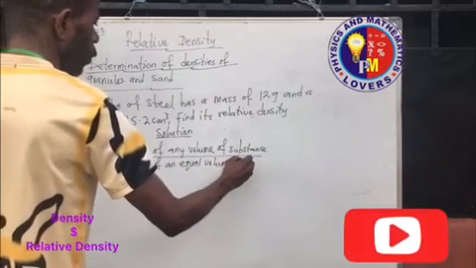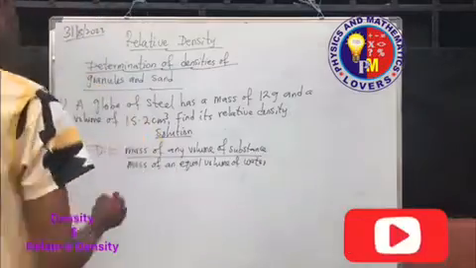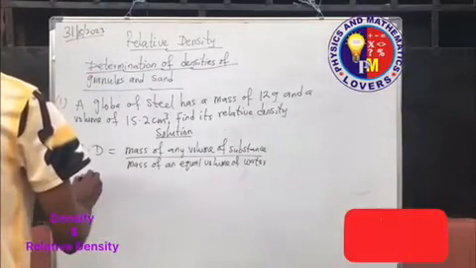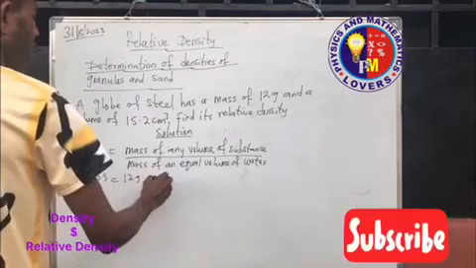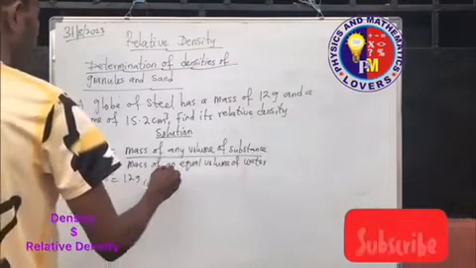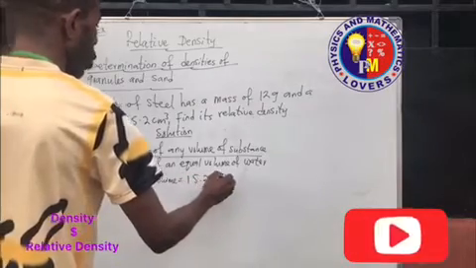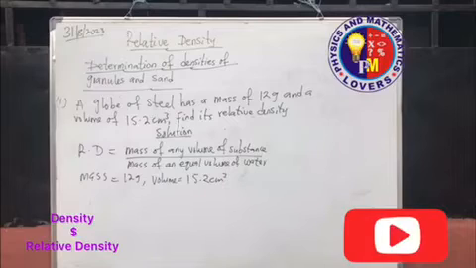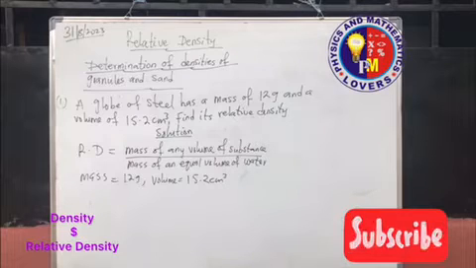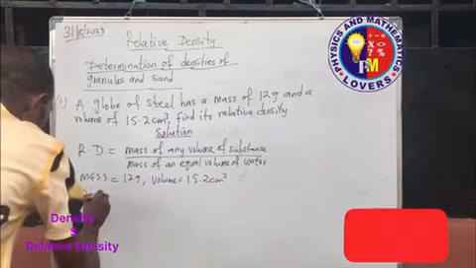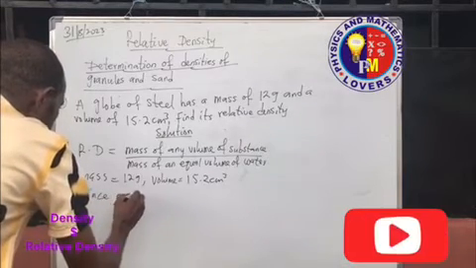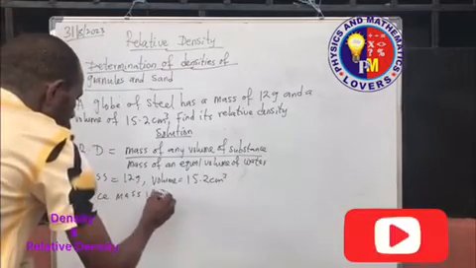Now we are given the mass of that solid. Your mass there is equal to 12 grams, then your volume is equal to 15.2 cm cube. Now, how do we know the mass of an equal volume of water? So we have to use our sense now. So therefore, the mass of 15.2 cm cube of water.